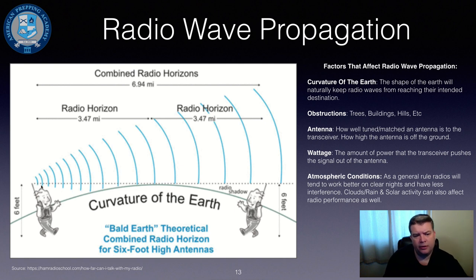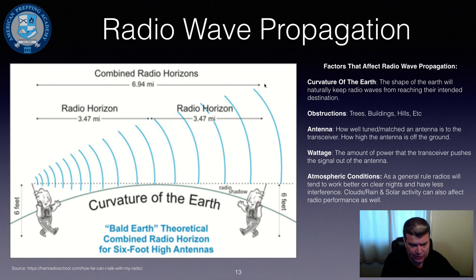And so the combined radio horizons equal about 6.94 miles, about 7 miles. And that, in the best case scenario, without getting any kind of a skip off of the ionosphere or anything, is going to be the farthest distance that you're generally going to get with just a handheld radio.